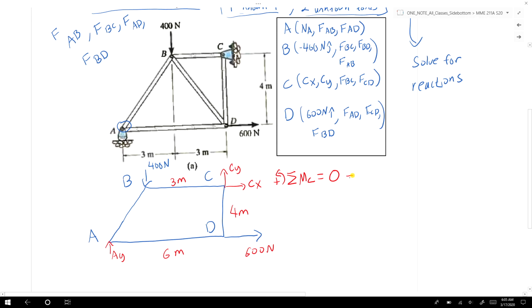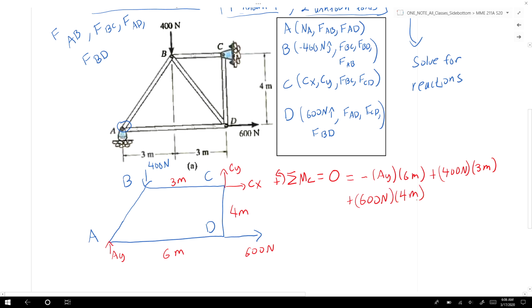So we can then say that this would be equal to negative AY times 6 meters plus 400 newtons times 3 meters plus 600 newtons times 4 meters.